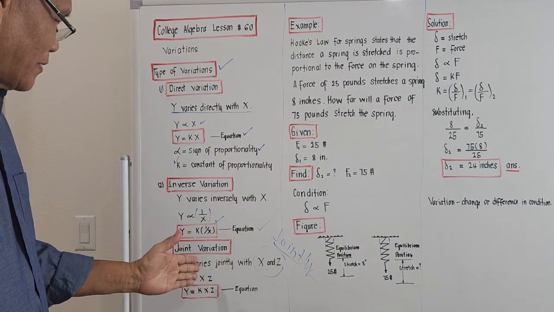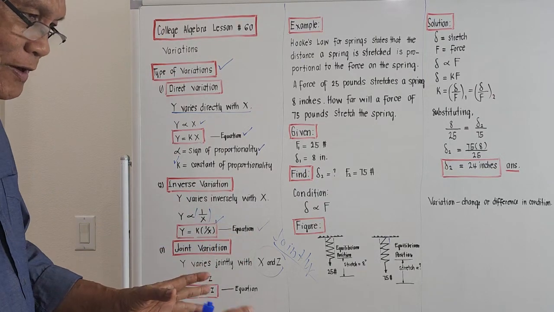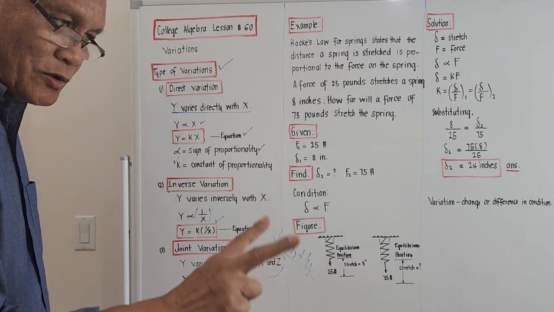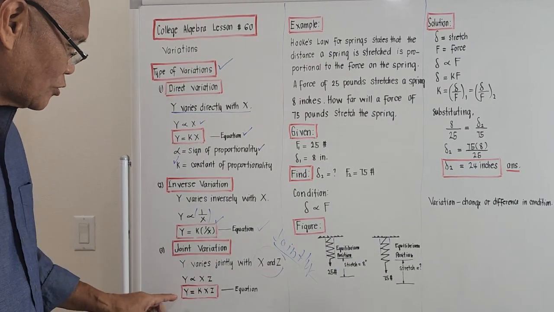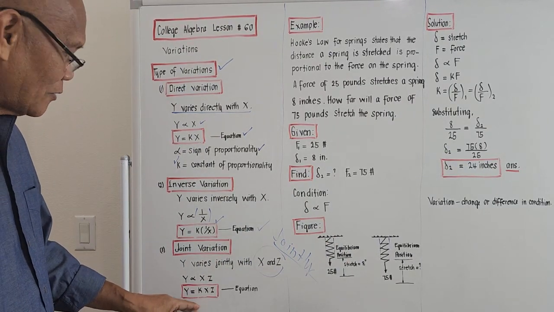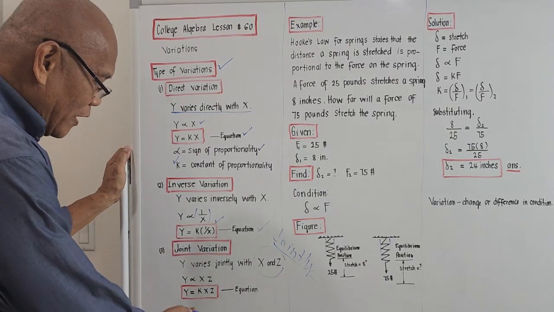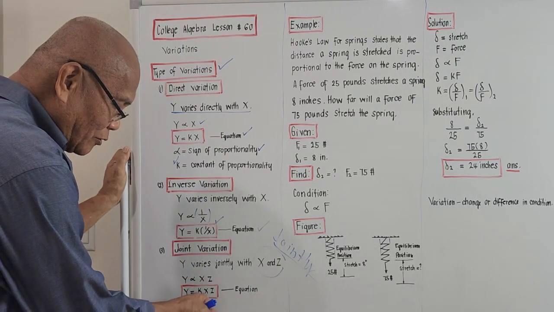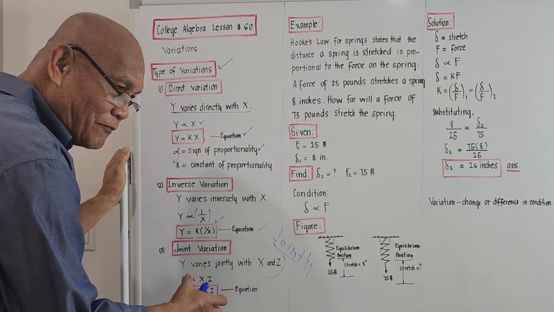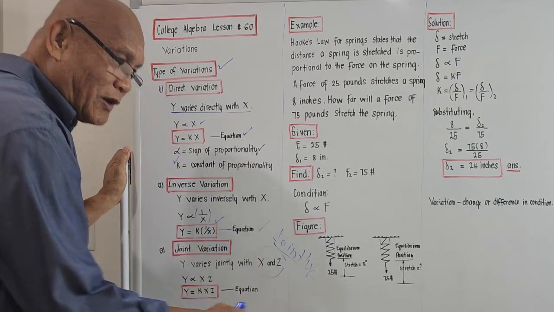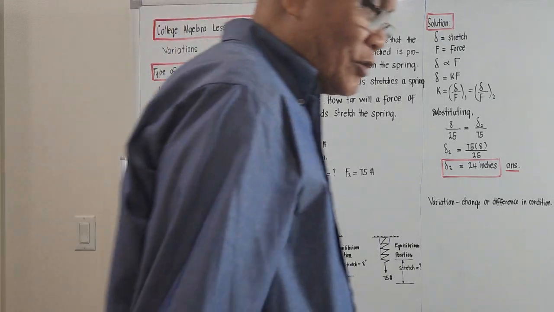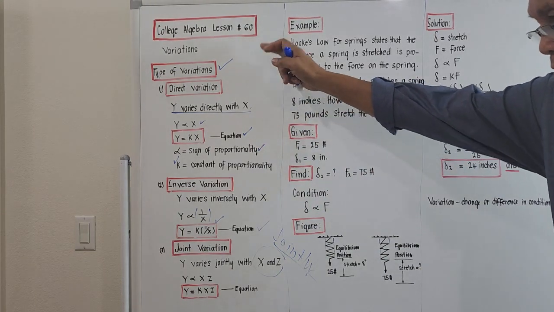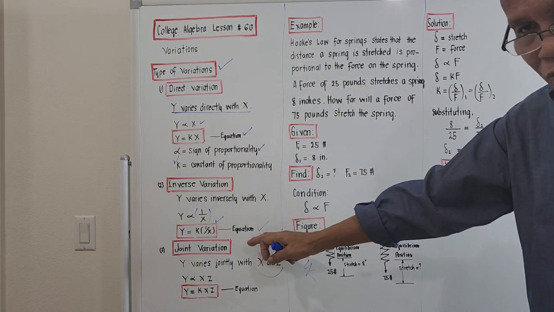So under joint variation, we will be comparing one variable with respect to two other variables. So y will be equal to k times the product of x and z. If I read this in English, y is directly proportional to the product of x and z, or varies jointly. That's it. Those are the three concepts on how to bring out equations for direct variation, inverse variation, and joint variation.